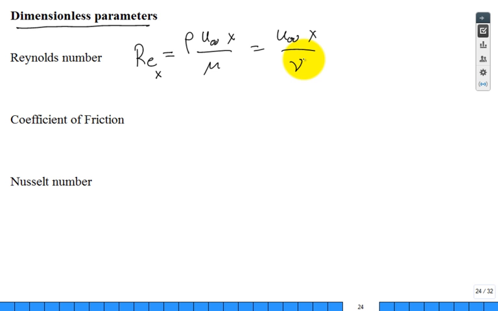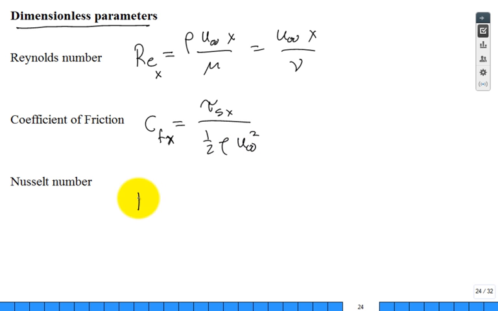All right. What about the friction coefficient? Well, let's do the local friction coefficient. What was it? Tau s,x divided by 1/2 rho u infinity squared. The ratio of the surface shear stress to the dynamic pressure of the flowing fluid.